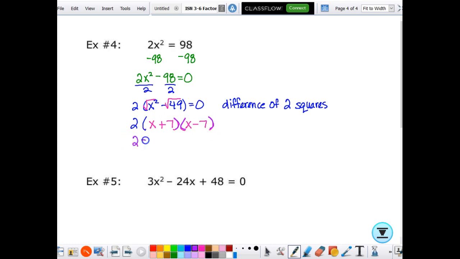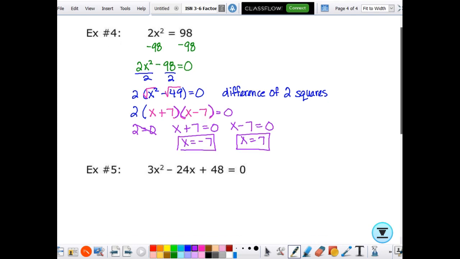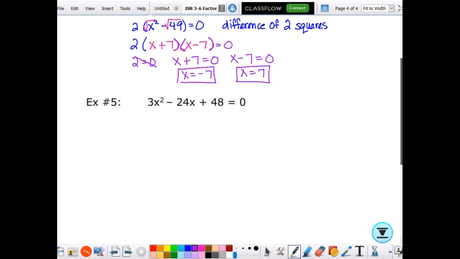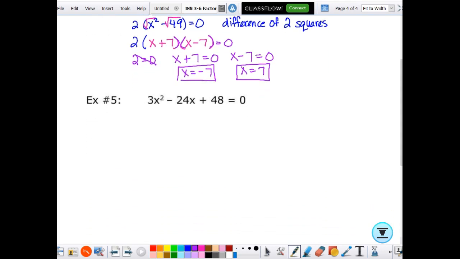So 2 equals 0? Nope. X plus 7 equals 0. X minus 7 equals 0. So here, x is negative 7. It's the opposite sign. X is 7. Here, they'll all divide by 3. We're having a lot of GCFs today.